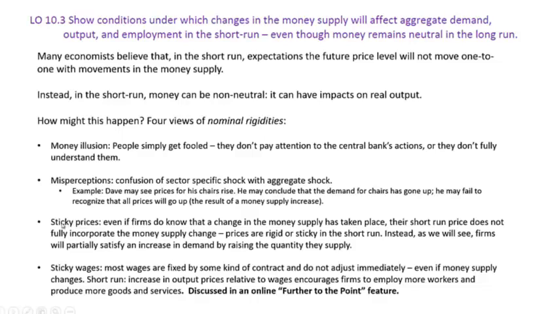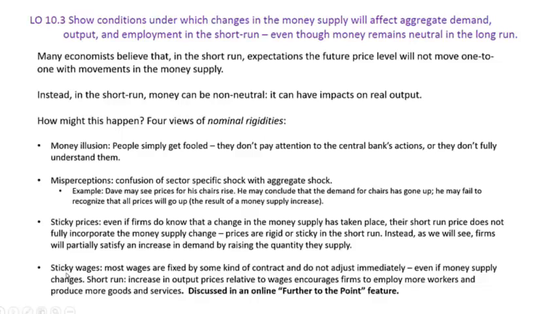Now, there's another idea. It's known as the sticky price idea, and it turns out that firms may actually know that a change in the money supply has taken place, and that their short-run price won't be fully incorporating the effects of that money supply change. But for various reasons, one of the reasons being that it may cost money to print up new signs and so on, they keep their prices rigid or sticky over some short run. So what happens if we have sticky prices? As we will see, firms will partially satisfy an increase in the demand by raising the quantity that they supply, but once again, that takes place in the short run.